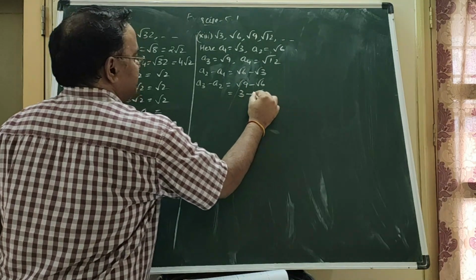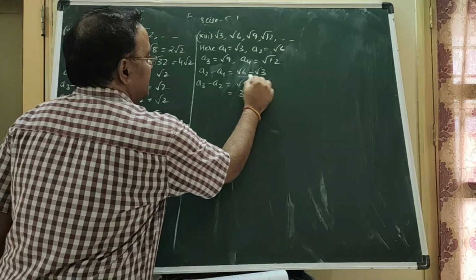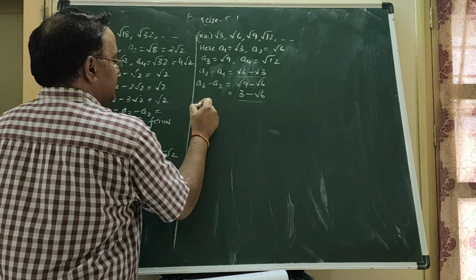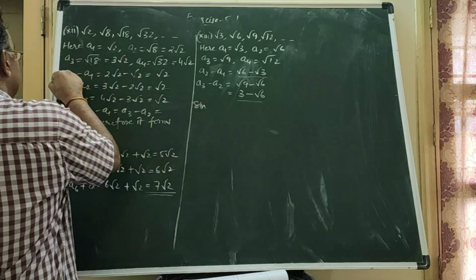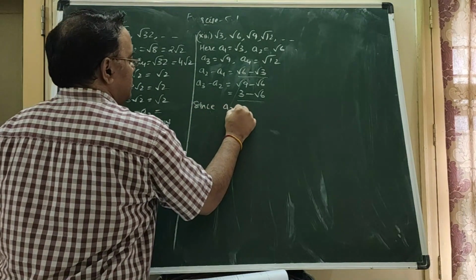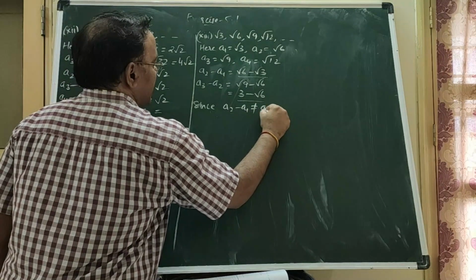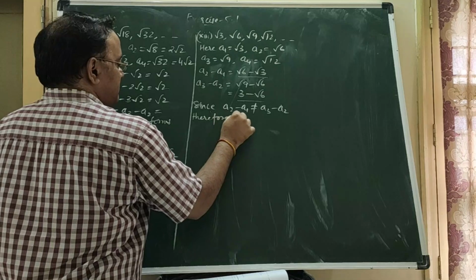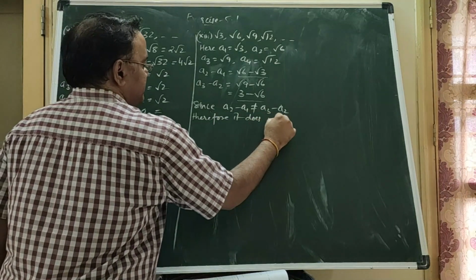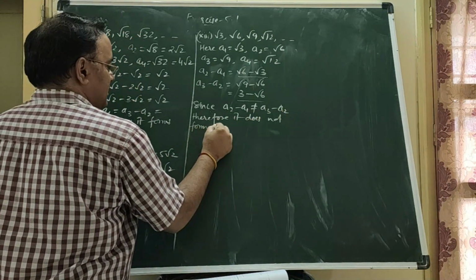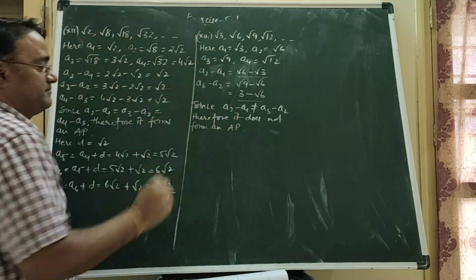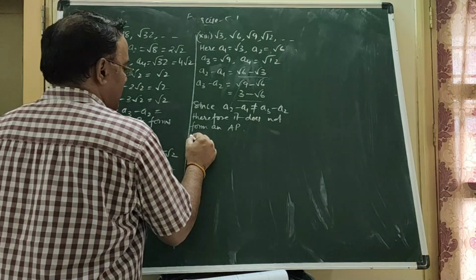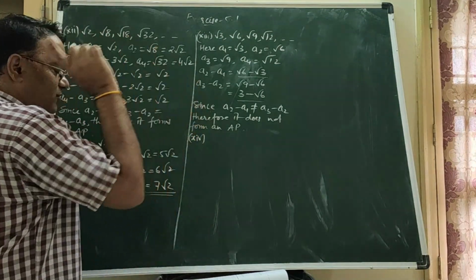Root 9 is 3. Now see, these two differences are different. ये दोनों अलग अलग है. So we can write here, since A2 minus A1 is not equal to A3 minus A2, therefore it does not form an AP, right? So AP form नहीं कर रहा, that means answer खत्म. We have to close the answer.